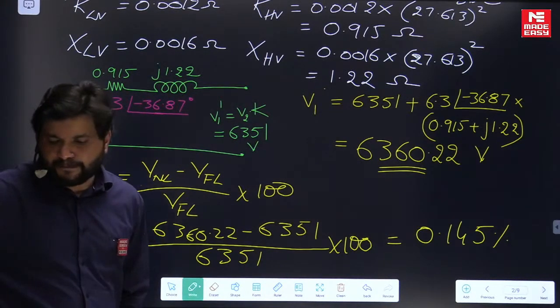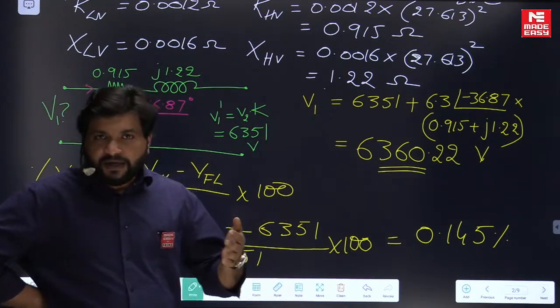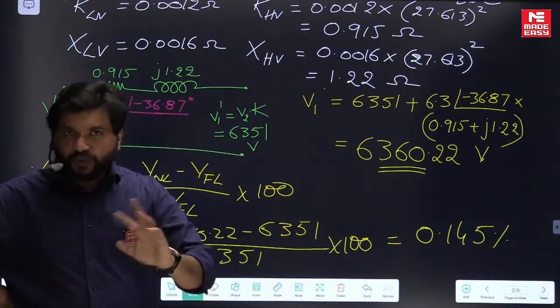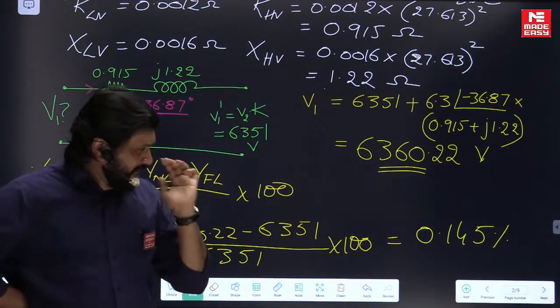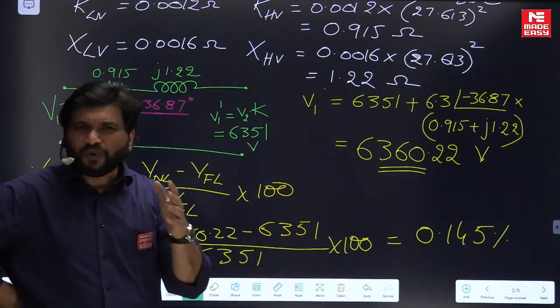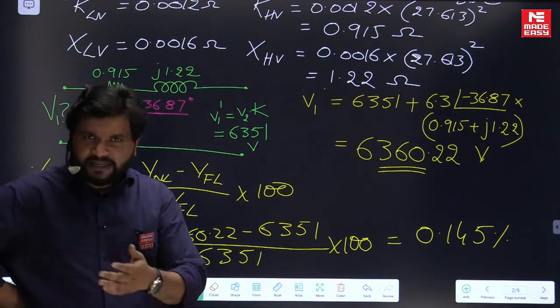So you have seen one way of solving the question. Next question I'll be solving in two ways so that you will get full clarity on this concept, and the confusion we generally get, how to take the voltage ratings of the transformer, V1 or E1 accordingly, will be cleared.